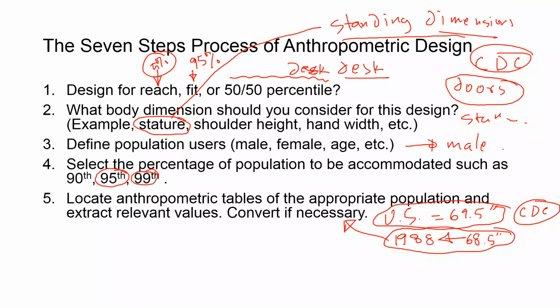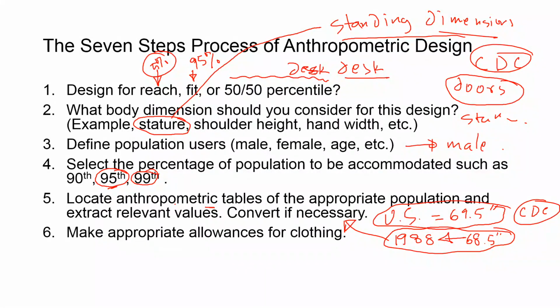So the process of anthropometric design: once you figure out what the percentile is, you try to extract the value from the table for that particular percentile. If it's not available, I'll show you in another video how to convert the percentile to something that you want.